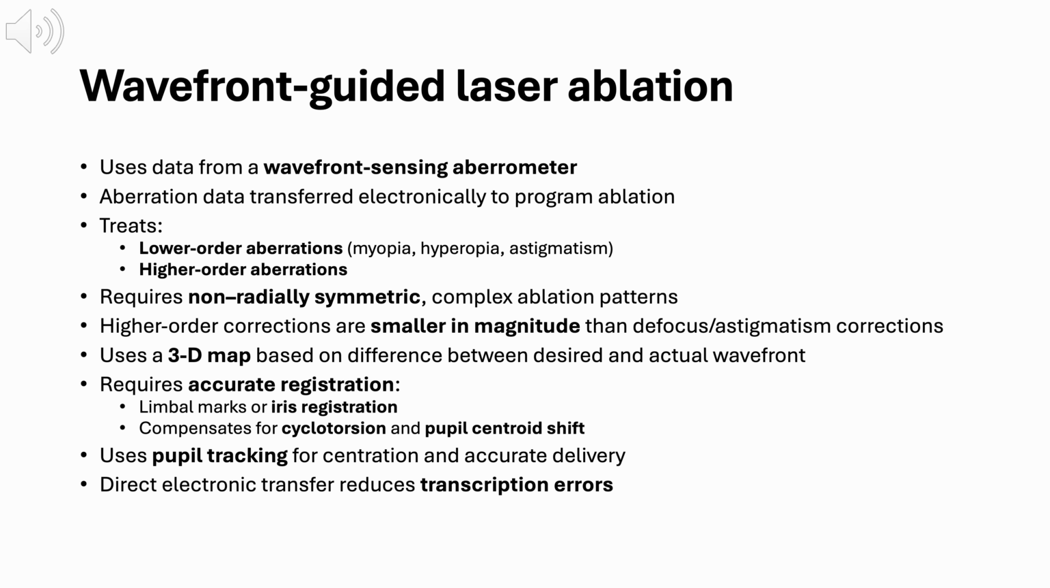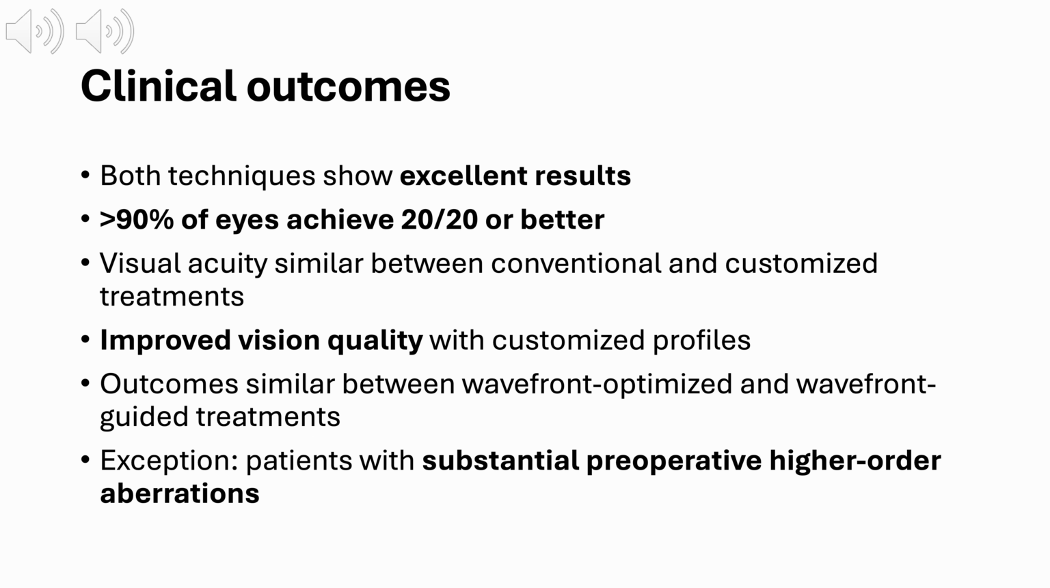That includes compensation for cyclotorsion, pupil centroid shift, and eye movement, using tools like iris or limbal registration and real-time pupil tracking. Finally, because the data transfer from the aberrometer to the laser is direct and electronic, it minimizes transcription errors and preserves the fidelity of the measured aberrations. In short, Wavefront-guided ablation is the most customized approach, aiming not just to preserve optical quality, but to actively correct pre-existing higher-order aberrations. So what do we see clinically when we compare these approaches?